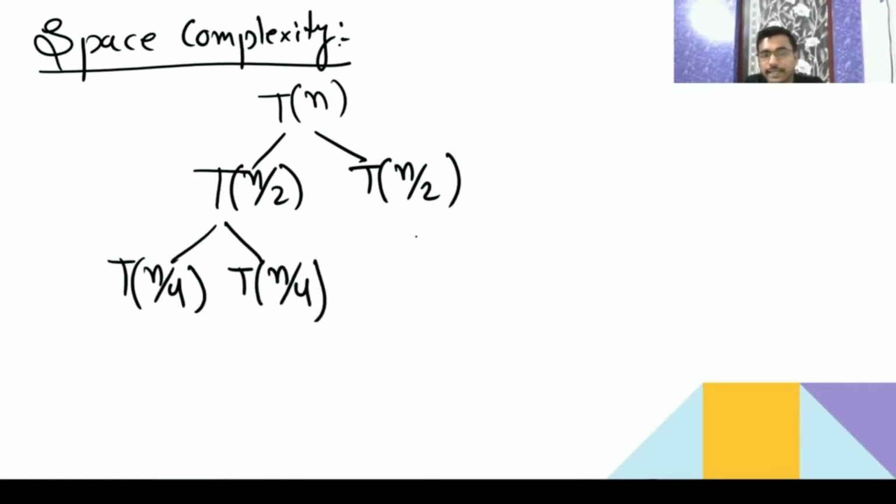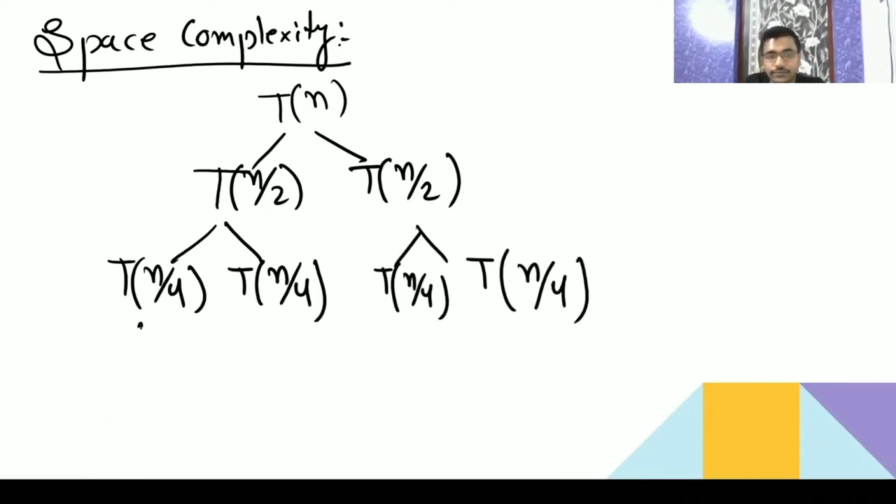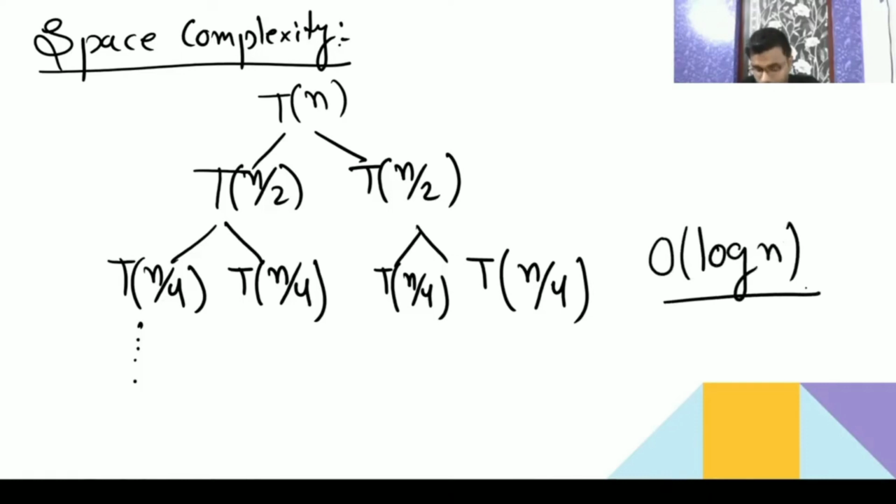Whatever will be the length of the tree, or height of the tree, that is going to be your space complexity. For this kind of problem we have seen that the height of the tree is going to be log n, so space complexity is going to be O of log n. Correct. So for this kind of question we have seen that always the height of the tree is going to be log n. Understood? So we have seen space complexity and the time complexity.